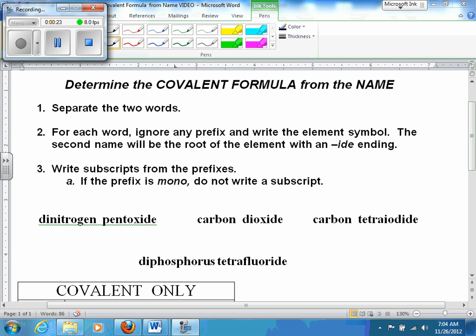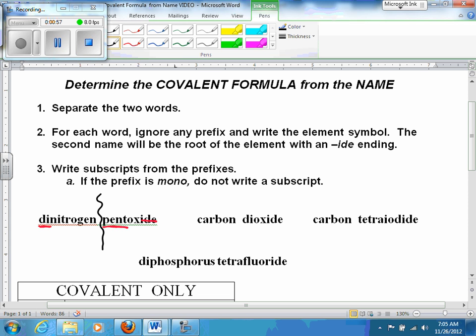Step number 1, separate the two words. That's easy enough. The next step, for each word, ignore any prefix and write the element symbol. So let's ignore di for a while, and let's ignore pent for a while. Also, the second name will be the root of the element with an IDE ending, so let's ignore that too. What we're going to be focusing on now is just the element symbol.